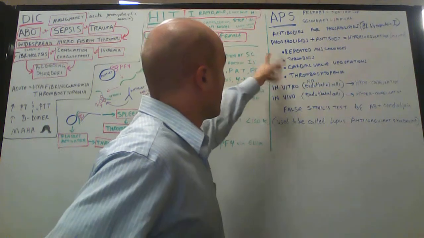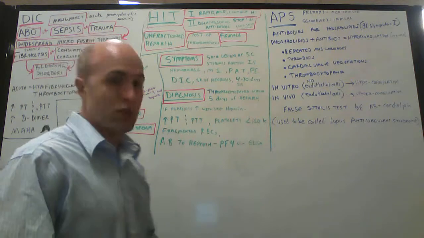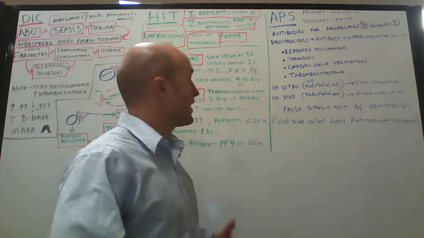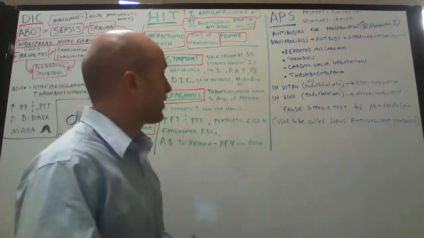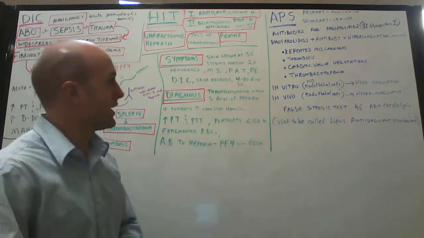So a person that gets APS, or antiphospholipid syndrome, is at increased risk for repeated miscarriages, increased risk for thrombosis, increased risk for cardiac valve vegetations, and increased risk for thrombocytopenia.